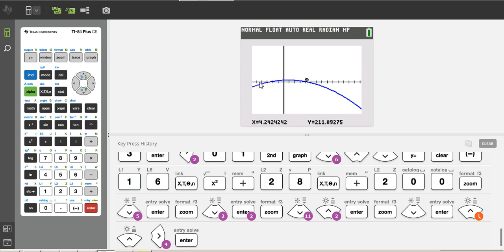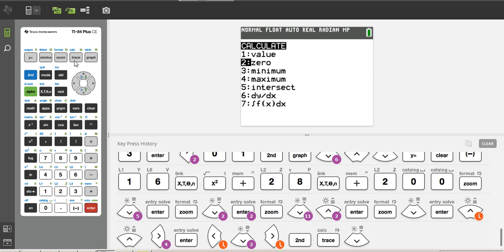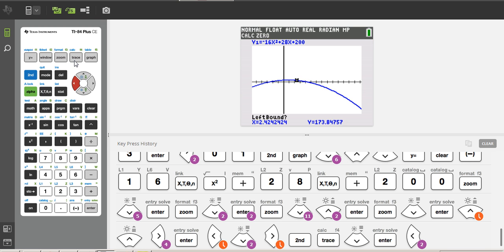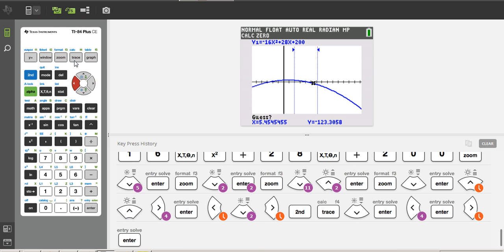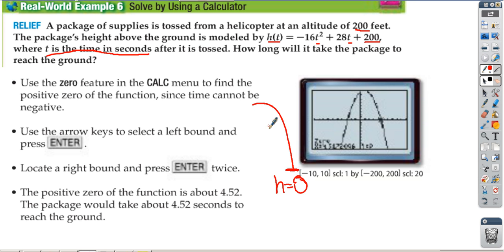So we want to know what this 0 is. The one on the left side where my cursor is, you can see the x's are negative and we can't have negative time. So let's find that 0. Go to second, calc, and then 0. Left bound means move the arrow to the left, press enter. Now I'm moving it to the right, press enter again, and now I'm moving it here. And that means that x equals 4.52 seconds. That's how long it takes for that package to hit the ground, 4.52.